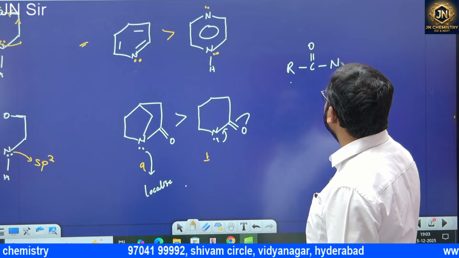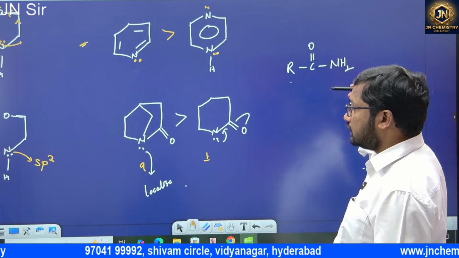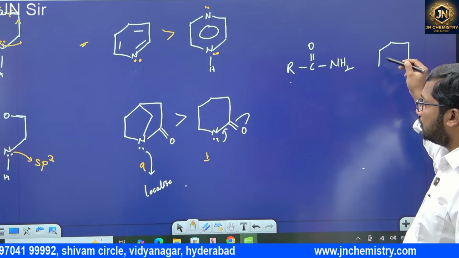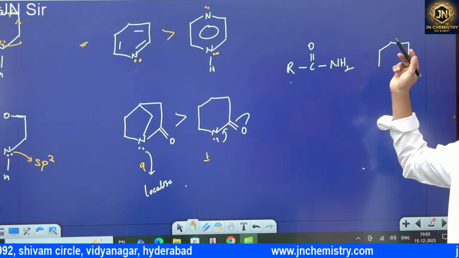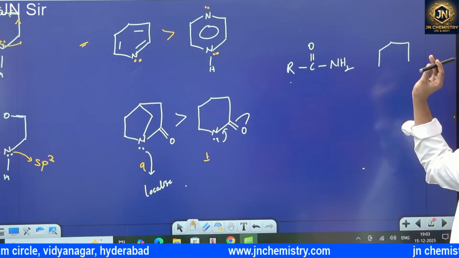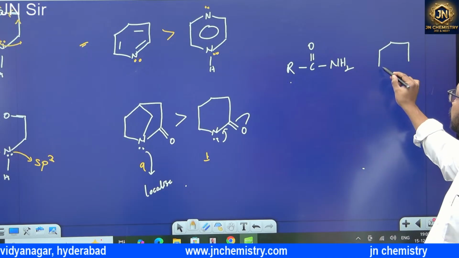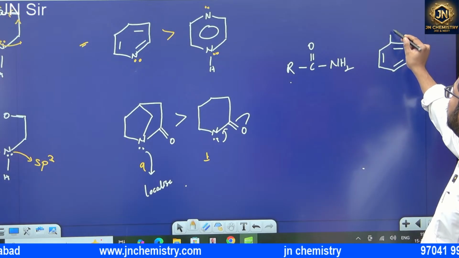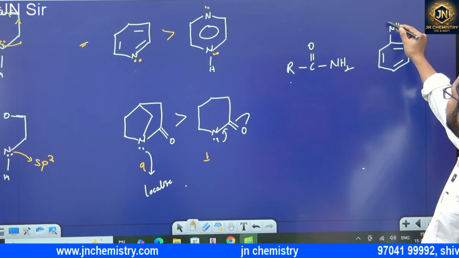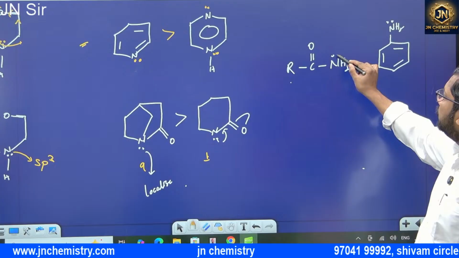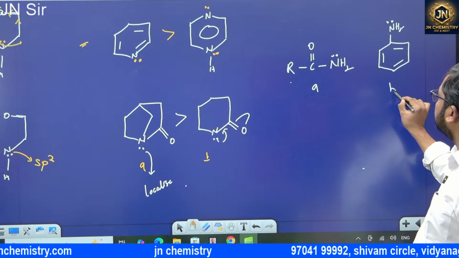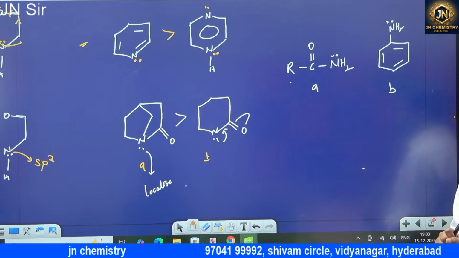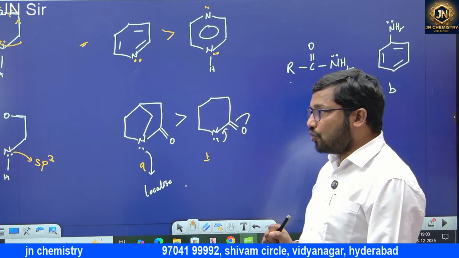What is this? Amide. Here, amide, aniline. Both the cases A and B. Which is more basic?